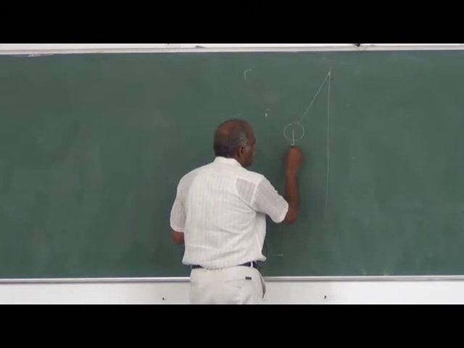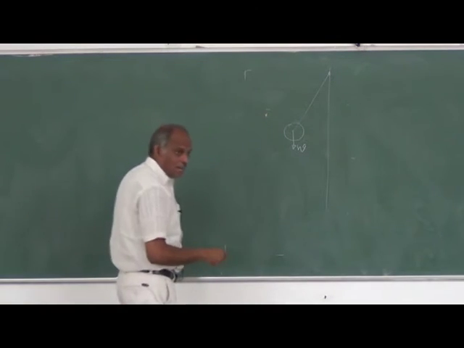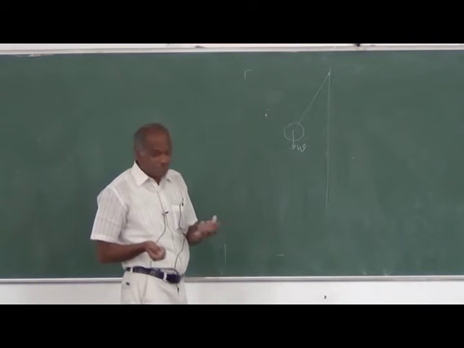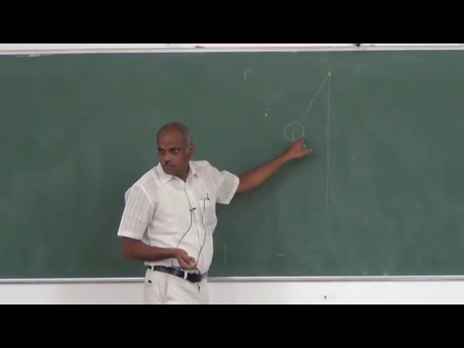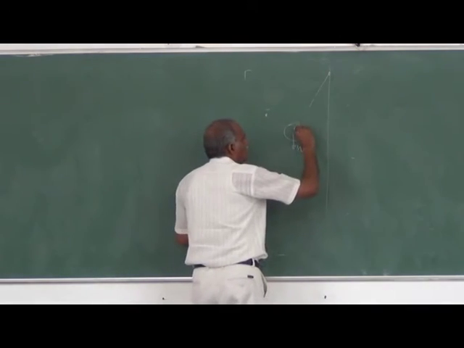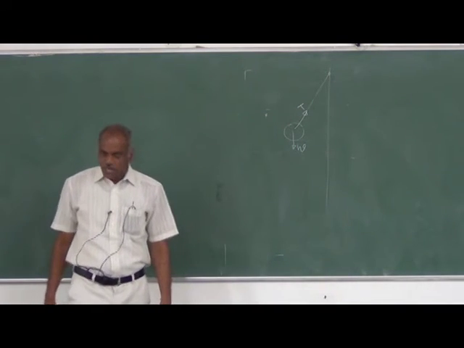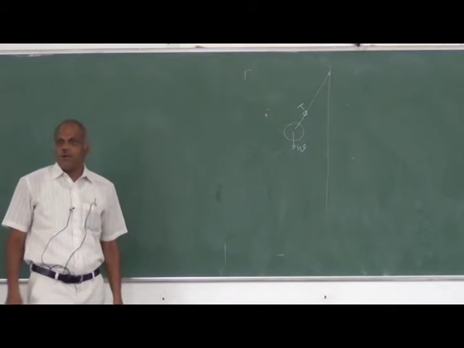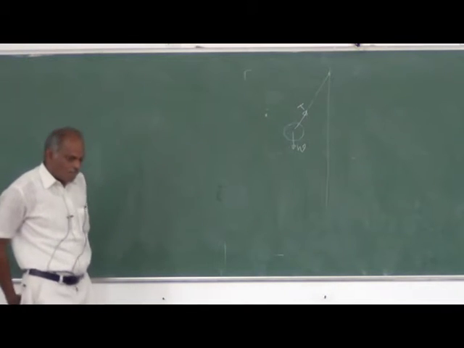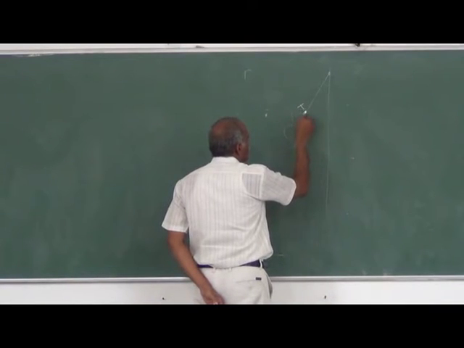Of course, because it is under gravity, weight will be acting on it, W. And what is the other constraint it has? The only constraint is this rope, so that will be offering a force T. Only these two forces are acting on it. Now what we can say is we can resolve this tension force into two components.